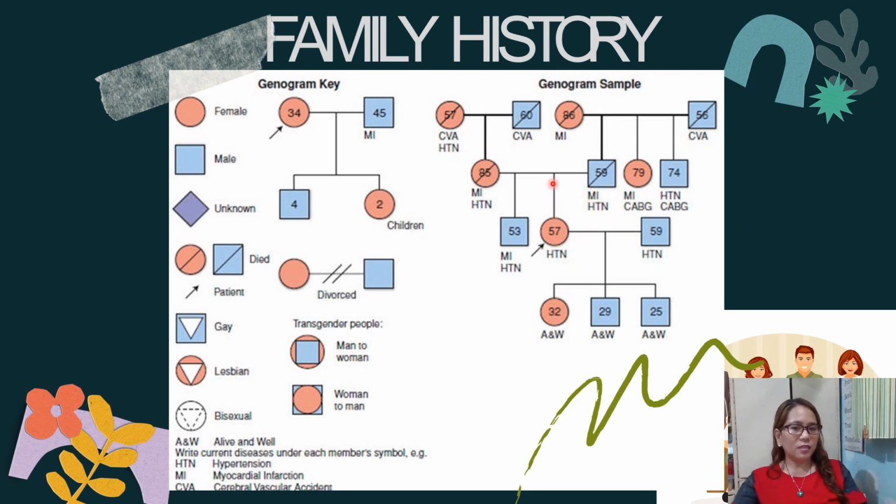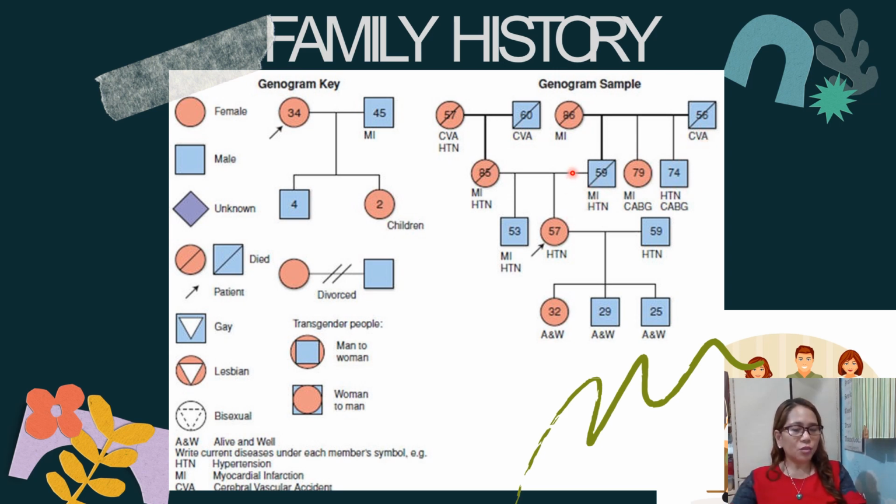Let's trace her father's side. Her father has 2 siblings, both still living. The 2 siblings of her father both have myocardial infarction and coronary artery bypass graft. They both had CABG. Then one of them, the brother of her father, has hypertension.